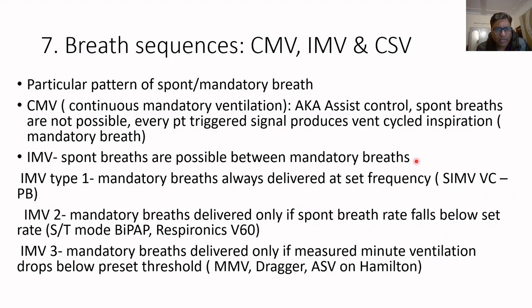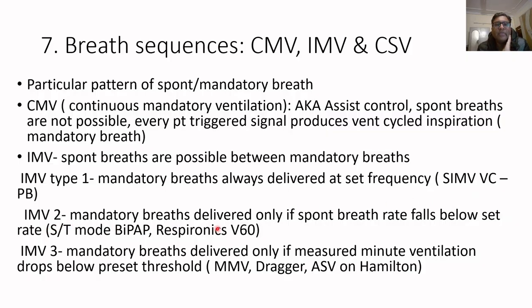There are three types commonly. IMV type 1 is where mandatory breaths are always delivered at a set frequency, say SIMV volume control. You see this in, say, a Puritan Bennett example. So you have SIMV volume control with SIMV pressure support, suppose. The mandatory breath that we have set will always be delivered, and some extra breaths will be synchronized with the ventilator.